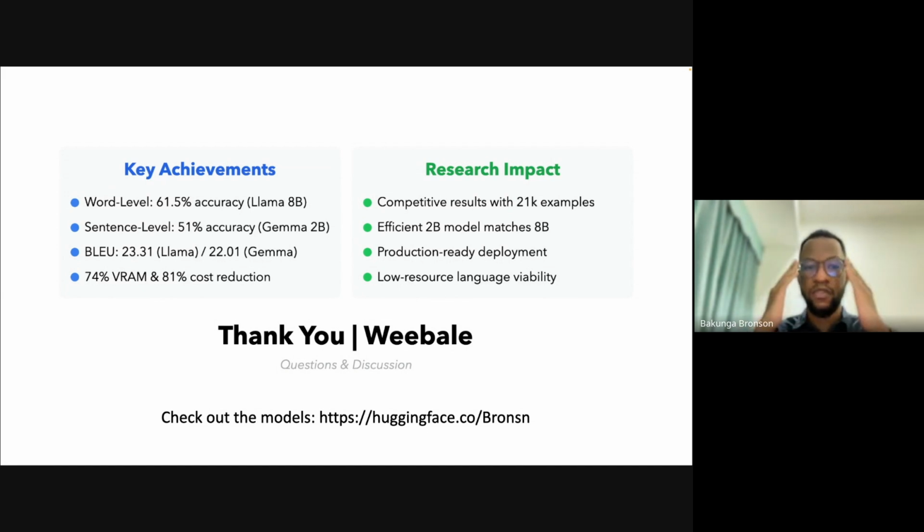And so the research impact: we believe that being able to achieve this with 21,000 examples means that we can effectively do this for the vast majority of the languages. We don't need huge data sets to start doing translation systems like these. We can use just 21,000 examples, 1,000 of them being code mixed examples or even more, and we can start to build efficient translation systems. We also have the 2 billion parameter models, these very small models that can run on your PC or your phone, and they can somewhat match the performance of an 8B model.